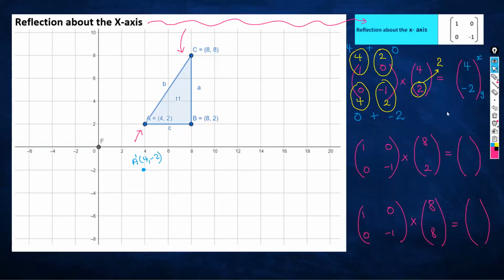So, right, for the second one, for point B, when you multiply this, you get an 8 and minus 2, right? And for this brackets here, when we multiply it out, we get an 8, minus 8. And you all notice that the x coordinates are staying the same, but the y coordinates are becoming what? The opposite. The x coordinates are staying the same, and the y coordinates are becoming the opposite. Right?